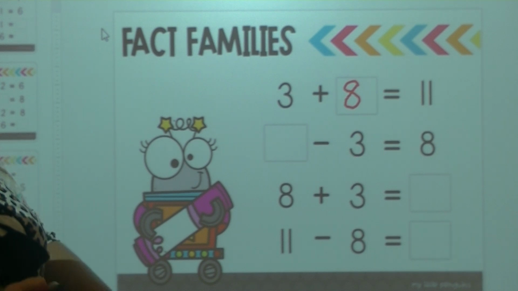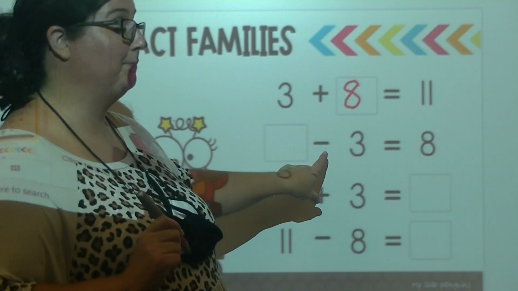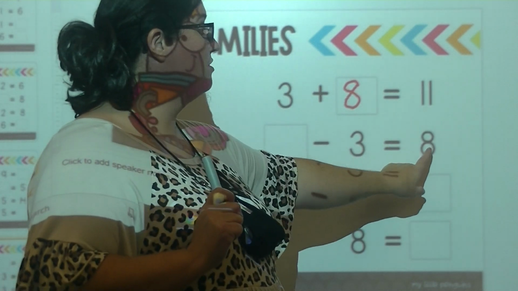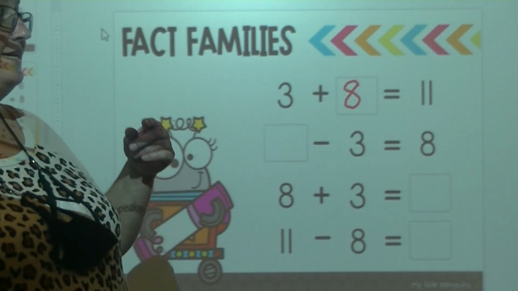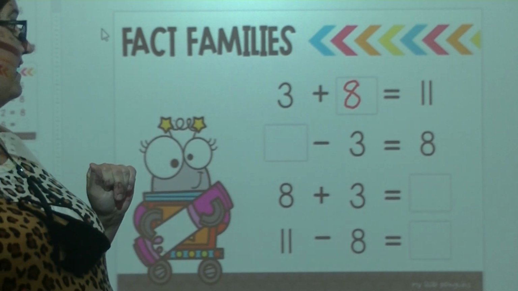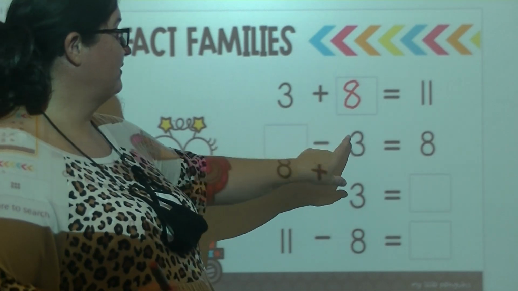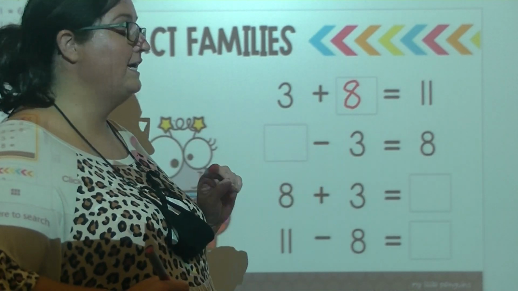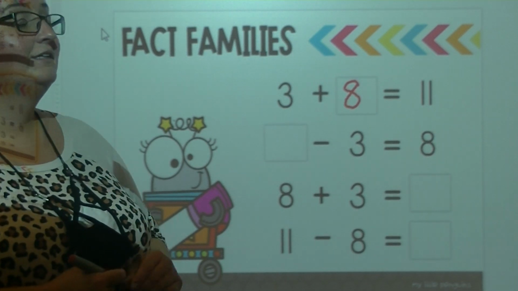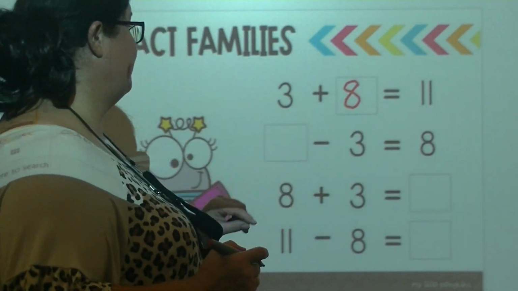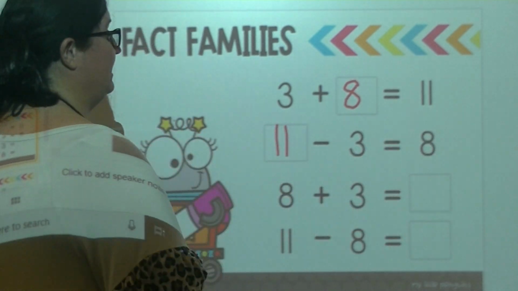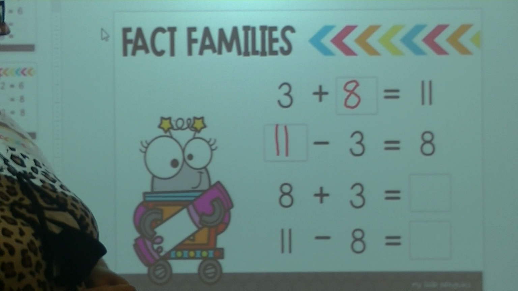Now, I have a subtraction problem. Blank minus 3 equals 8. Now, I'm going to use my mental math and my knowledge of fact families. I have a 3. I have an 8. What number am I missing, boys and girls? Yes, I'm missing my 11. 11 minus 3 equals 8.